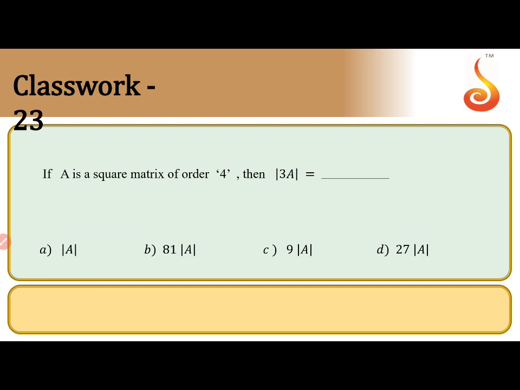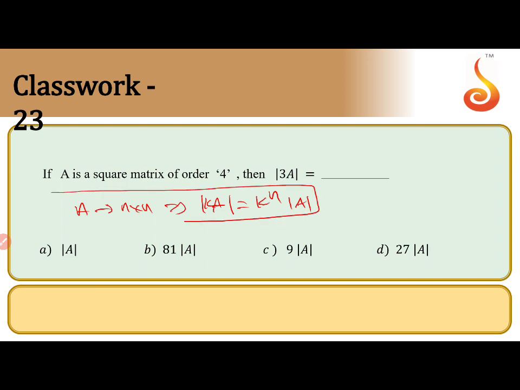A square matrix of order 4, then det of 3A. So this is another most important property. A is an n by n matrix. What is the formula? Det of kA is k power n into det A. Here what type of matrix, what order? Fourth order. That means here k is 3. So det of 3A equal to 3 power 4 into det A.